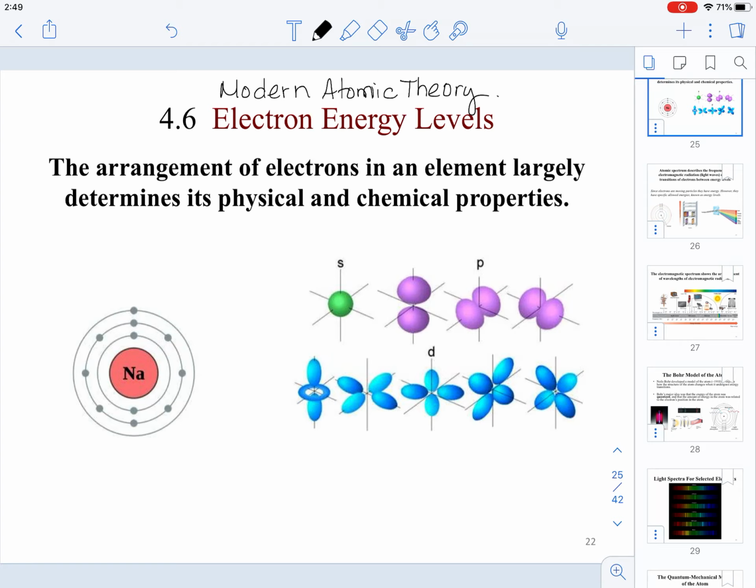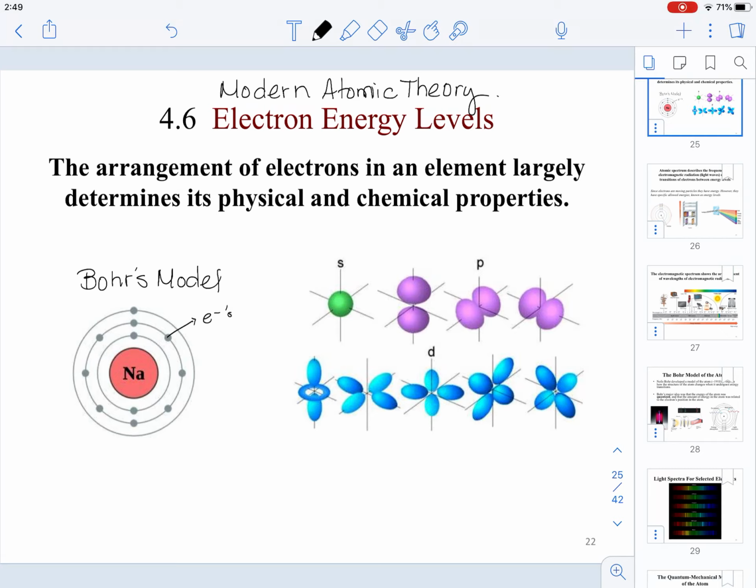Now, there are two theories that we are going to talk about in modern atomic theory. First is going to be Bohr's model. As you can see in Bohr's model, we have some rings around the nucleus of an atom, and they represent the electrons. So these gray dots that we have here are the electrons.